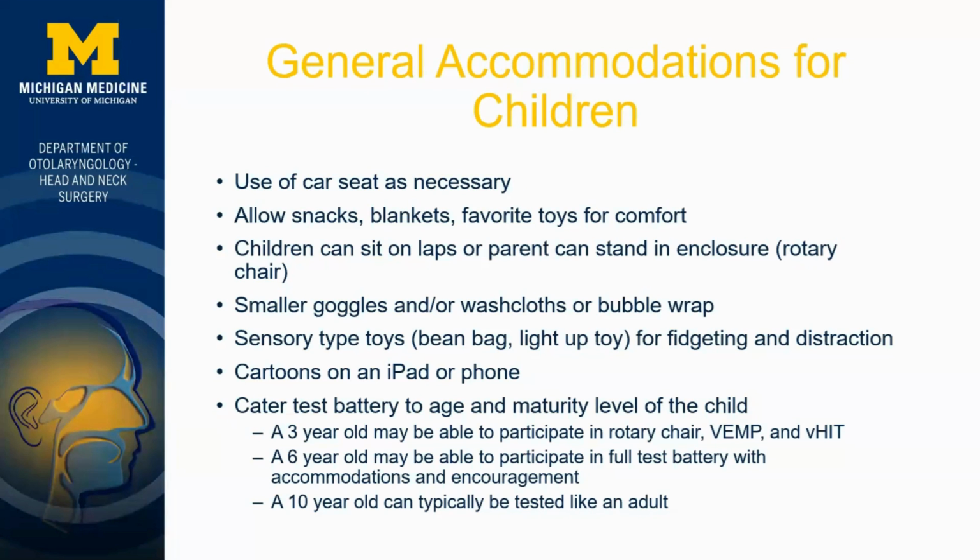And I'll also use a lot of sensory toys like a beanbag or a light up wand for fidgeting and distraction. A light up wand is really great for fixation suppression in rotary chair, but it also gives the child some agency. Children are so used to their agency being taken away and told that they have to do something, and that is not the recipe for success. Letting the child have some power, letting them have some choice in the matter goes a long way.